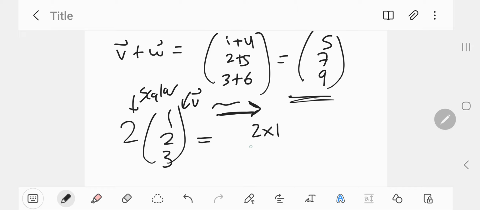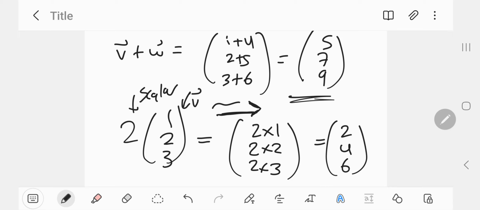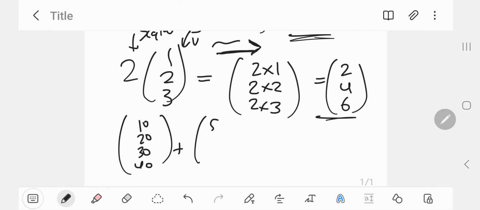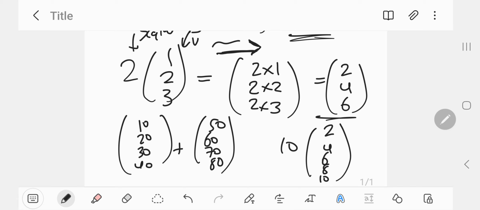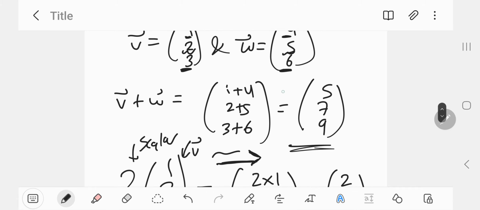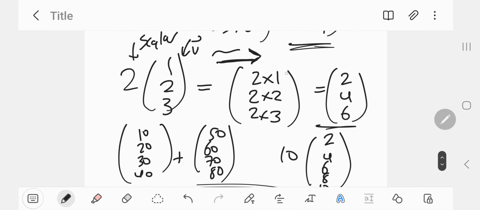So you get 2 times 1, 2 times 2, 2 times 3. You just multiply the 2 with each component of the vector. You do the maths, you get 2, 4, 6. As an exercise, try and work these out: the addition of 2 vectors, and try out the multiplication of a vector by a scalar. It's the same idea. For addition of vectors, you're adding the individual components. For multiplication, you're just multiplying each component by the scalar.